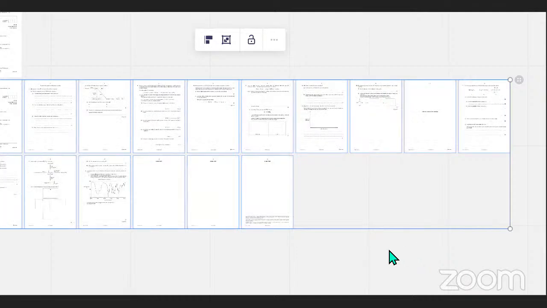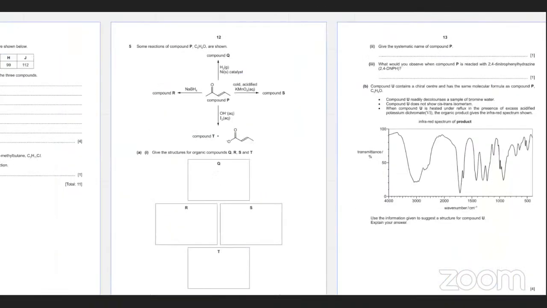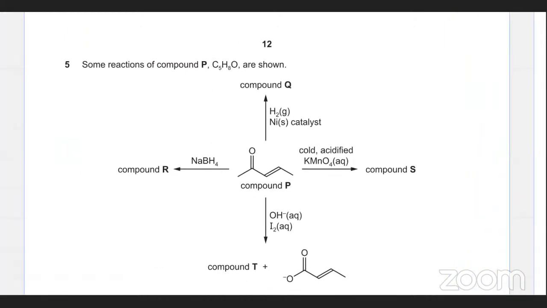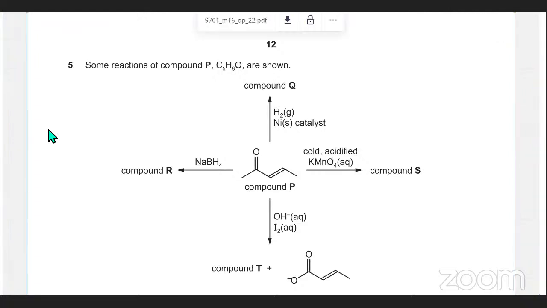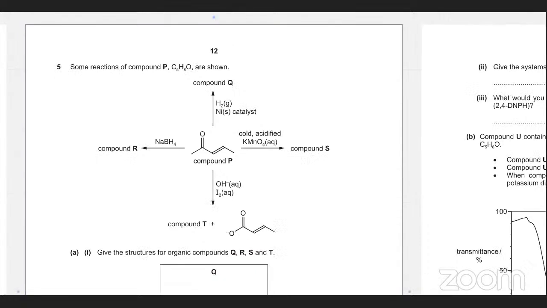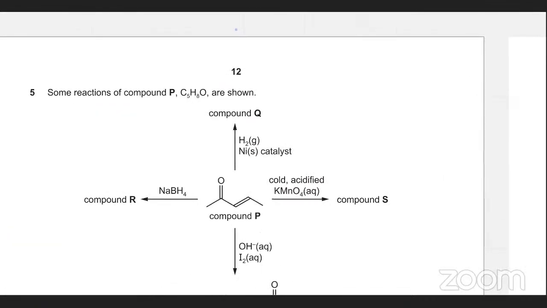So let's start with the last one. Or maybe the first one. So let's do the last one. Okay, you've got some reactions of C5. This is a compound P. What is he asking? Give the structures for organic compounds Q, R, S and T. So you have to give the structures of Q, R, S and T.